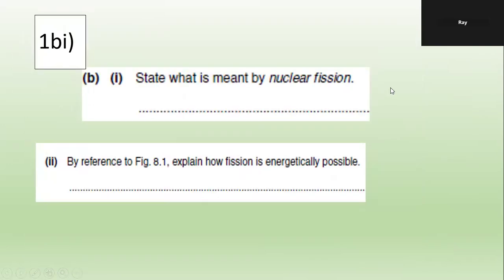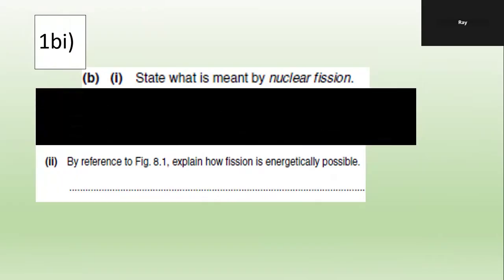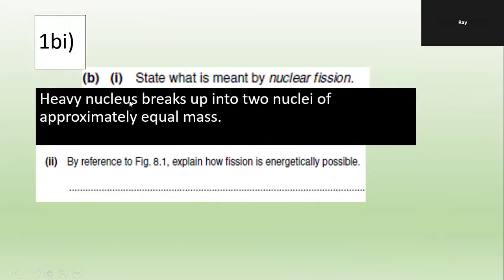State what is meant by nuclear fission. What is meant by nuclear fission? When a heavy nucleus splits into two smaller nuclei, releasing large energy. A heavy nucleus breaks up into two nuclei of approximately equal mass. It's a smaller mass.